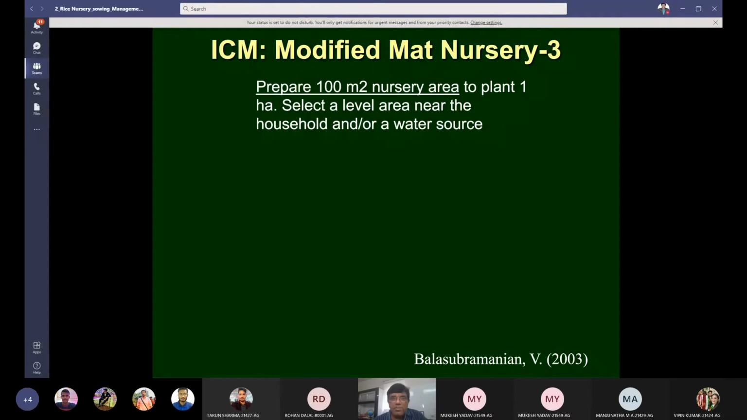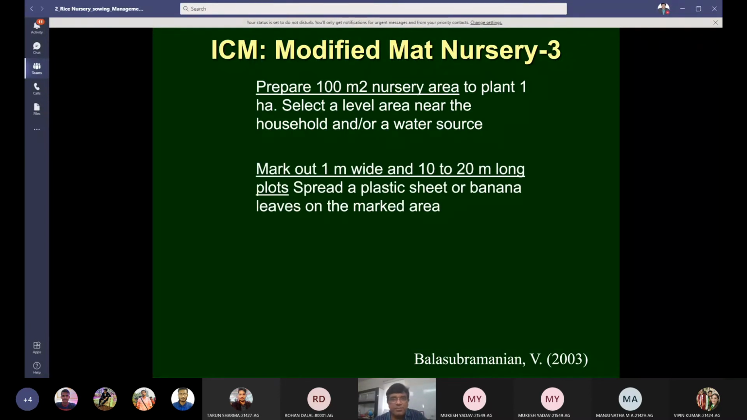Now we continue with the modified mat nursery method. Prepare 100 meter square nursery area to plant 1 hectare. Select a level area near the household or near a water source. Mark out 1 meter wide and 10 to 20 meter long plots. Spread a plastic sheet or banana leaves on the marked area. So the lowermost layer is the plastic sheet or banana leaves, and above this you need to spread the soil mixture in the wooden frames.